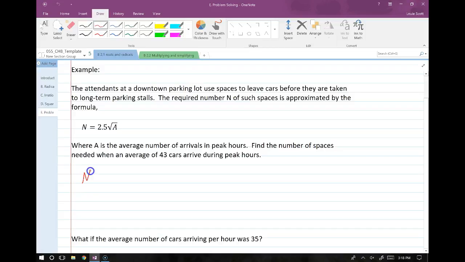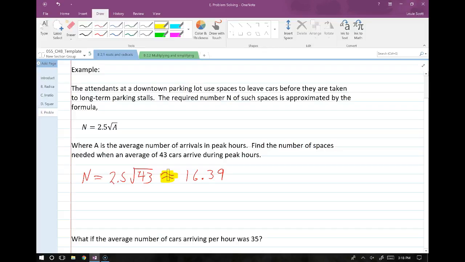So substitute the a for the 43. Exactly, and that's it. Then you calculate: n equals 2.5 times the square root of 43. So I'm just going to punch that out on my calculator. That's simple. 2.5 times the square root of 43. What'd you guys get? 16.39. Excellent. 16.39. And I make sure to use the wavy equal sign because this means approximate, not exact.